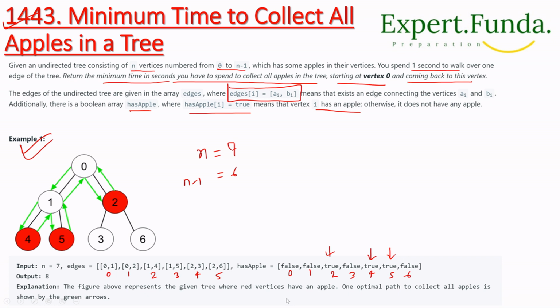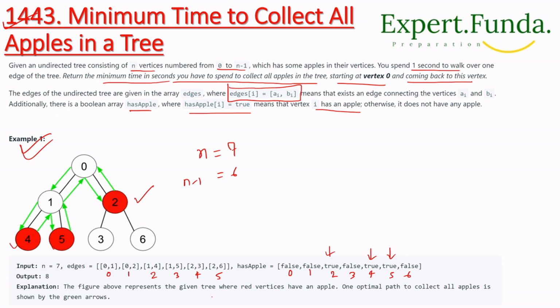Now we have hasApple given at each node. So if we talk about the node 0, and we have given another 1 2 here. We have apples here, at the red marks. Now we have to figure out from the above figure what we have to do: we have to see whether the red vertices have an apple or not.